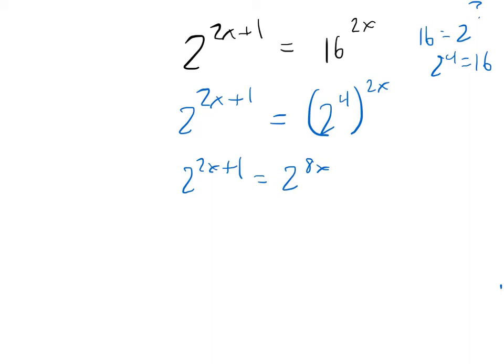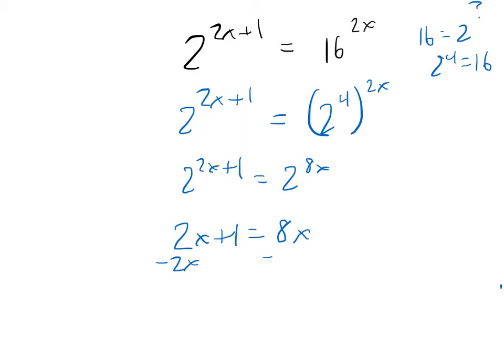Now looking here, I now have my same base. They both have a base of 2. And since they both have a base of 2, I can then take my exponents and set my exponents equal to each other. So I know that 2x plus 1 equals 8x. And then I can just solve this equation like we normally do with any normal linear equation.